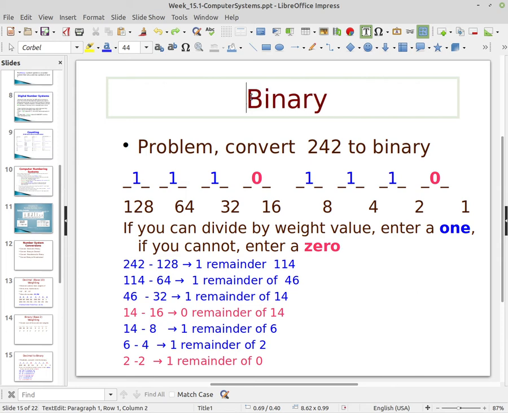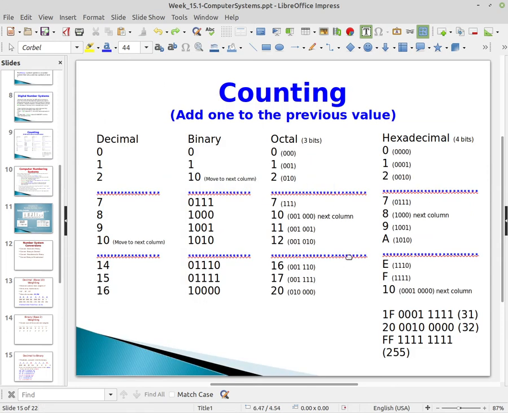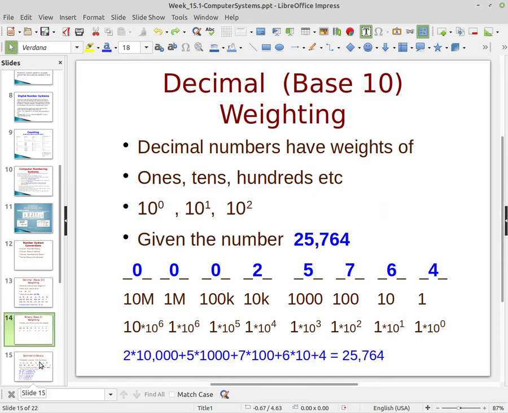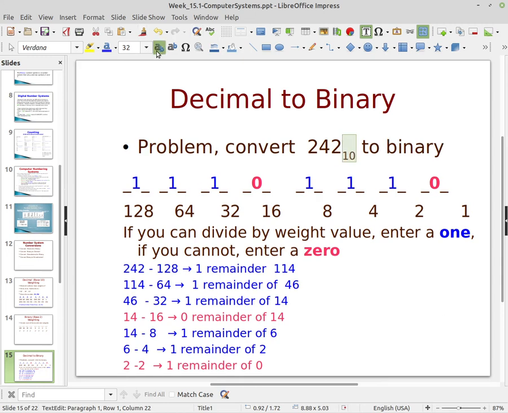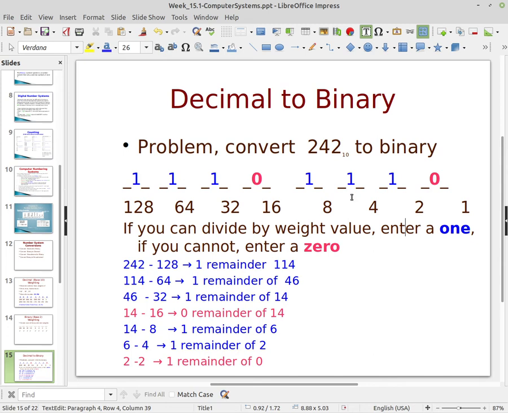Actually not on the slide. All right, so if we wanted to go from decimal to binary, we can kind of do the reverse. So here we have 242. All right, and the way to do this, I try to walk this through for you here on this slide. So we have 242, which is base 10 or decimal. And we're going to change this into binary.